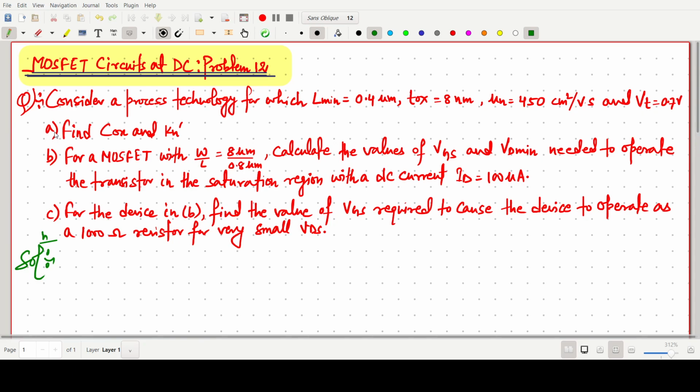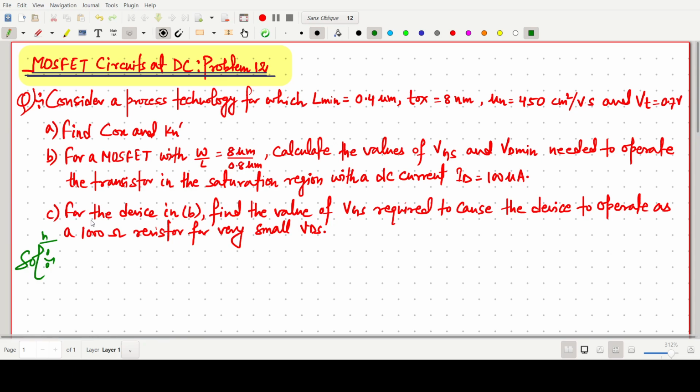So we have to find COX, the oxide capacitance, and K n dash, the process transconductance parameter. That is part A. For part B, for a MOSFET with W by L aspect ratio 8 micron by 0.8 micron, calculate the value of VGS, gate to source voltage, and the minimum value of VD needed to operate the transistor in the saturation region for a DC current of 100 microampere. ID is given as 100 microampere, so we have to find VGS and minimum VD.